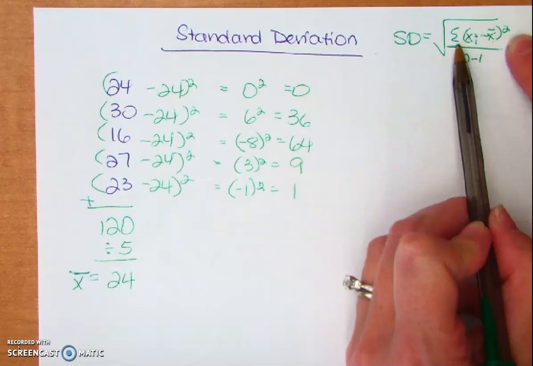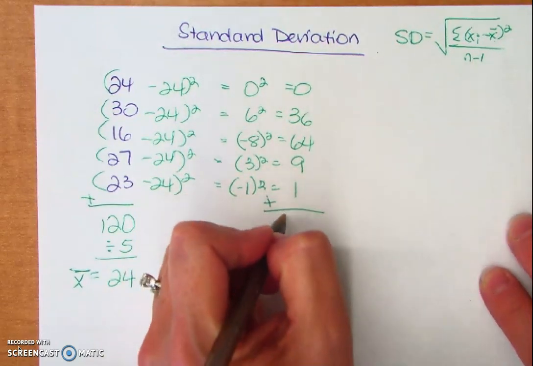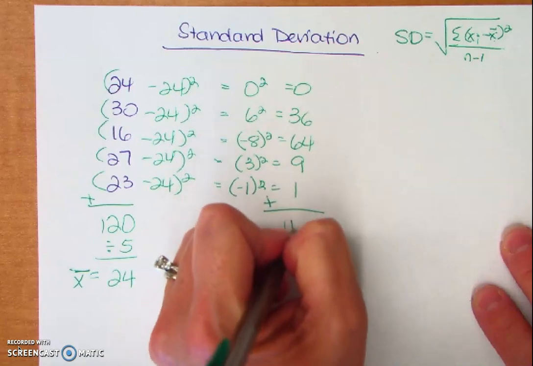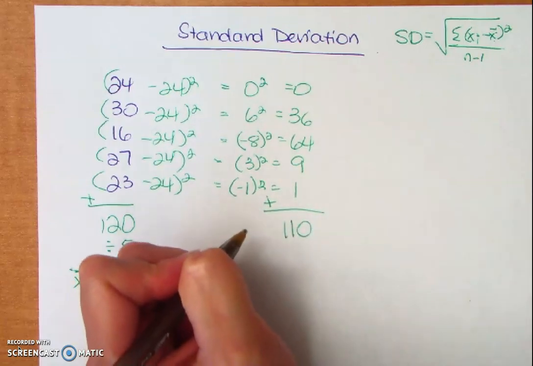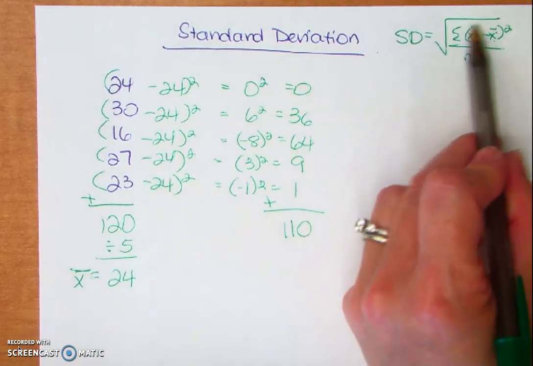So now we have to sum that up. We have to add those together. So we're going to add all that together, and that is going to give me 110. Let me double check that. I wrote that down, but let me just double check. Yep, 110. So that's what goes on top here.